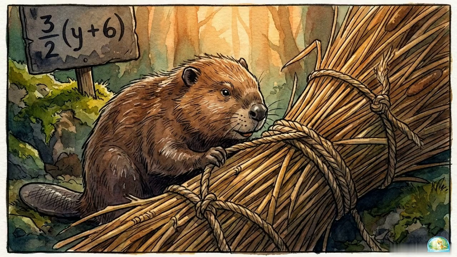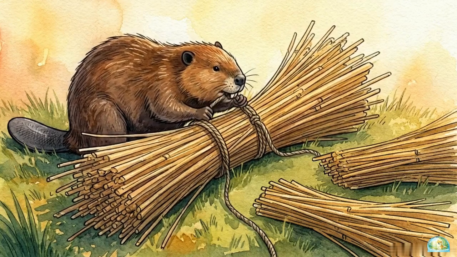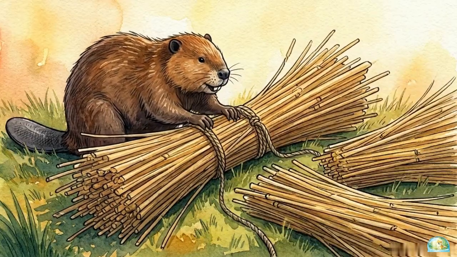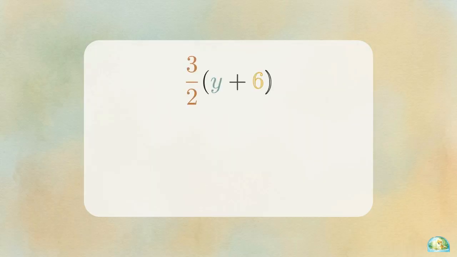Inspecting this new card, we see a fractional multiplier sitting just outside a tightly grouped package of multiple varying terms. To expand this, Birch unties the bundle. Expanding represents pushing that outside multiplier into the group, applying it to every individual item inside the parentheses. We handle it step by step.